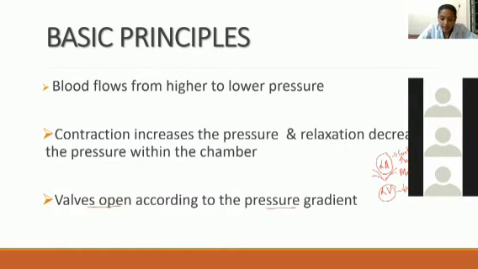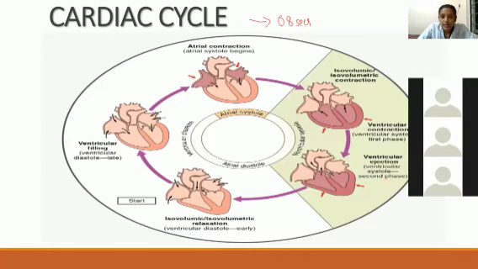So let's see the cardiac cycle now. I already told the cardiac cycle. One cardiac cycle takes 0.8 seconds, and the cardiac cycle is mainly divided into two parts, that is systole and diastole. Okay, contraction and relaxation. So this is happening in the cardiac cycle. According to the atria and ventricle, it is again divided into 6 phases.